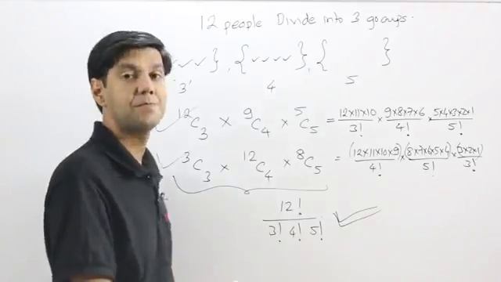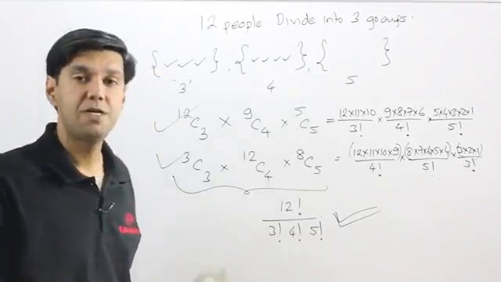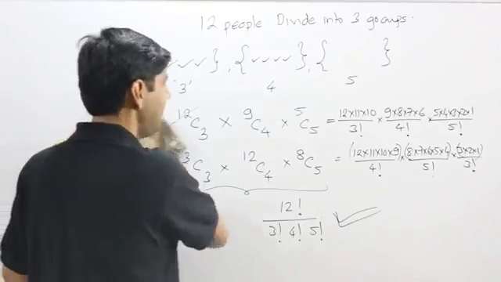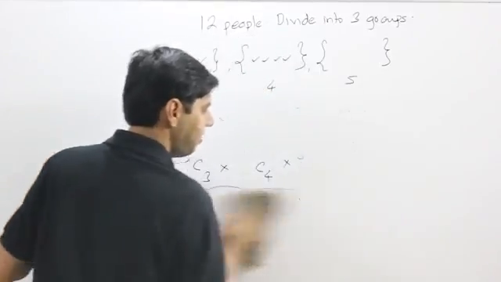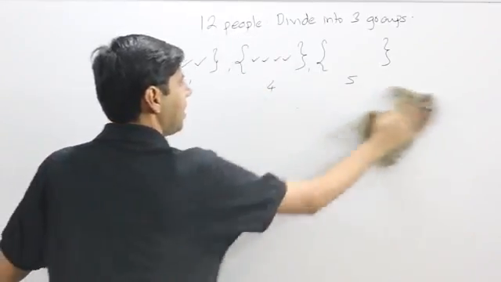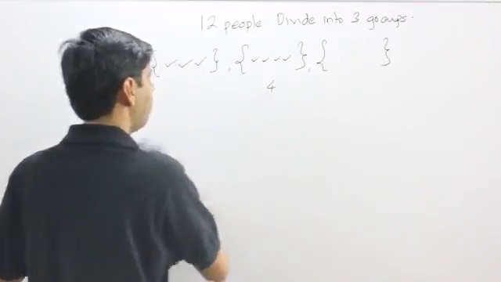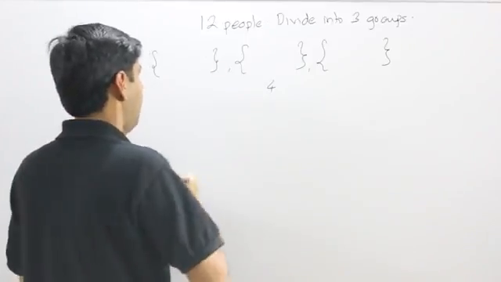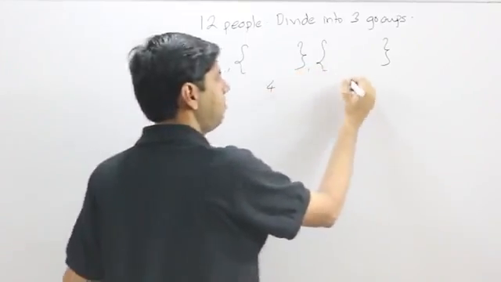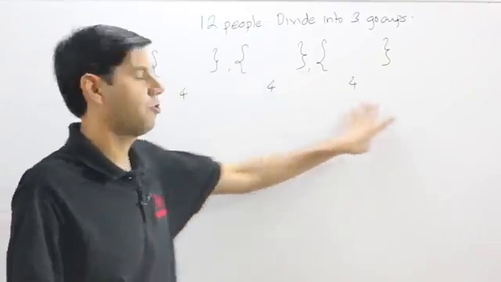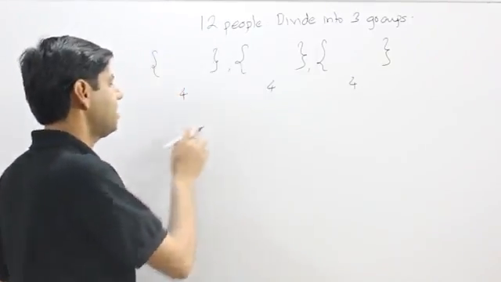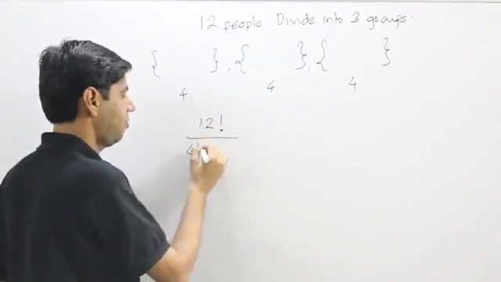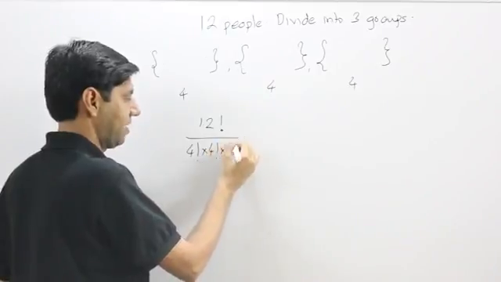The error creeps in when the group sizes are the same. So let's redo this question. This time the 3 groups need to have an equal number of members. There are 12 people, and so the 3 groups need to have 4 members each. This group here needs to have 4 members, and the other group and the remaining group need to have 4 members each. Going by the same logic, we understand that our answer should be 12 factorial by 4 factorial, 4 factorial, 4 factorial.